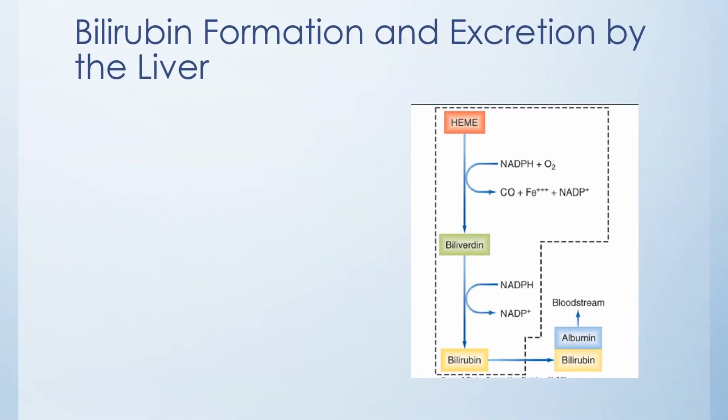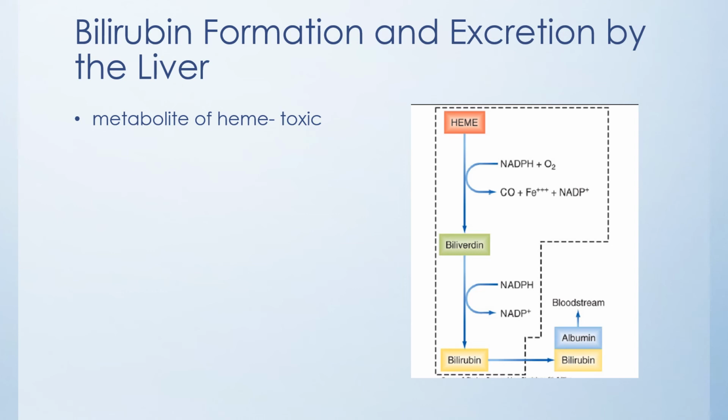Now let's talk about the bilirubin formation and excretion by the liver. So before, let's talk about the production of your bilirubin. 80% of bilirubin is actually coming from senescent RBCs that will later be broken down to produce your heme and your globin, the hemoglobin of your RBC.